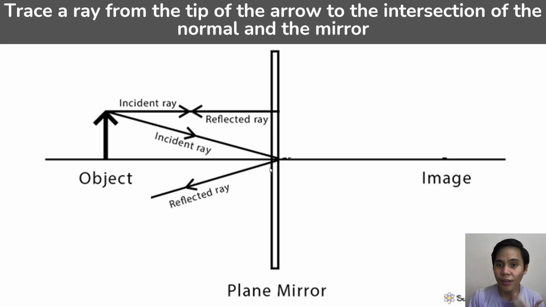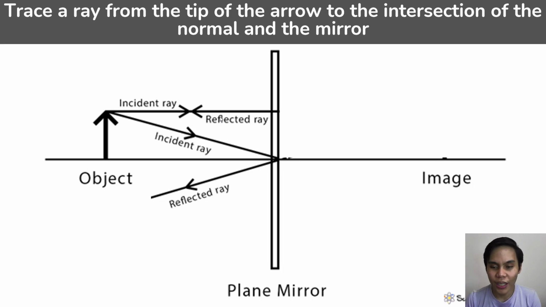Next, we have to trace a ray from the tip of the arrow and then make it parallel to the principal axis or the normal line. So we have to make it parallel to the normal line. So we just bounce a ray off the mirror. Of course, if it goes straight toward the mirror, it'll bounce straight off the mirror. We just make one single parallel line.